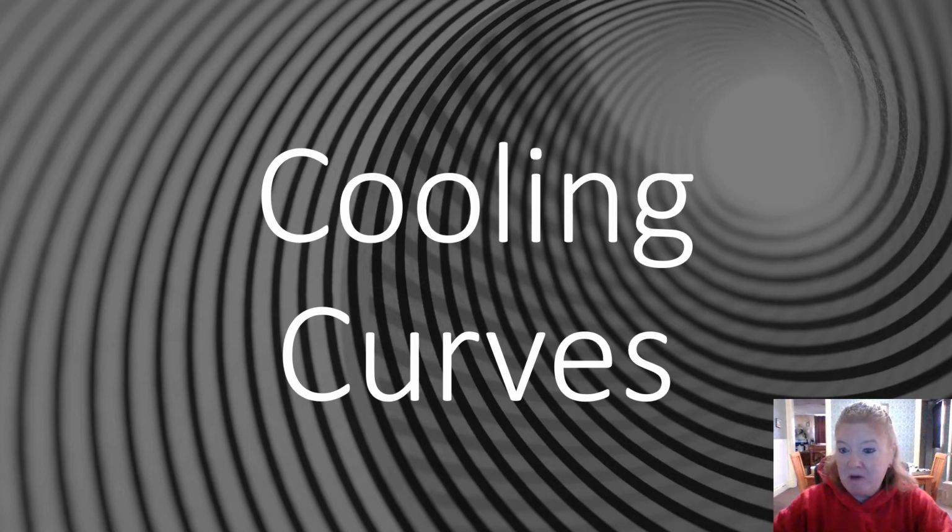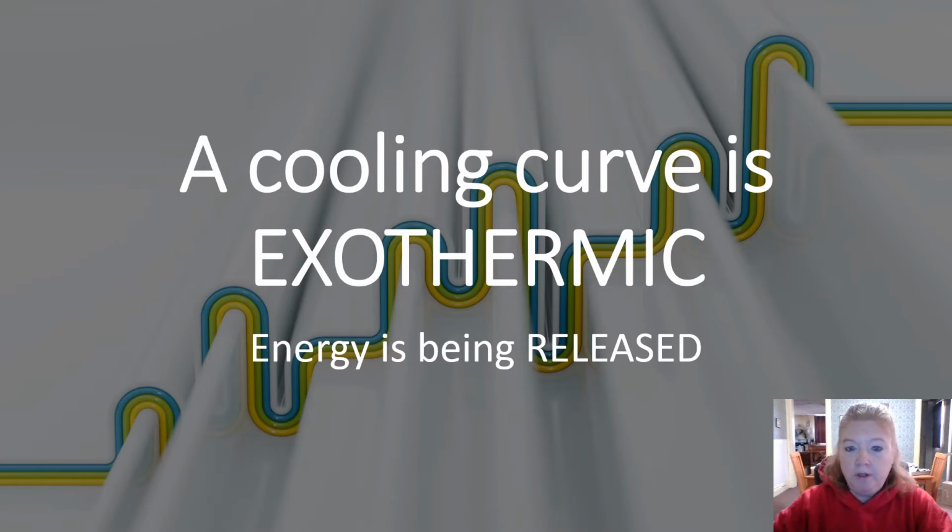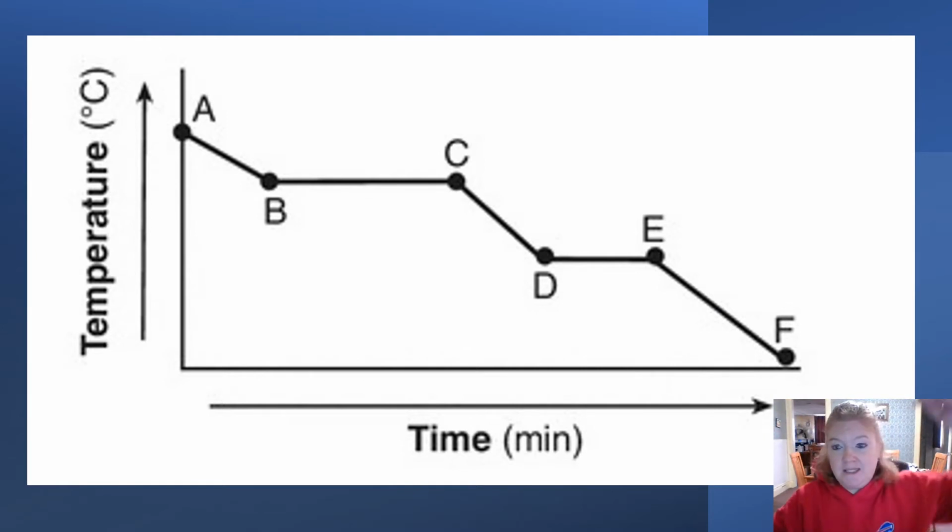All right, it's time to talk about cooling curves. So a cooling curve is exothermic. Energy is being released. It looks like this. The general trend is going down, okay? You can see the temperature is going down as time increases.